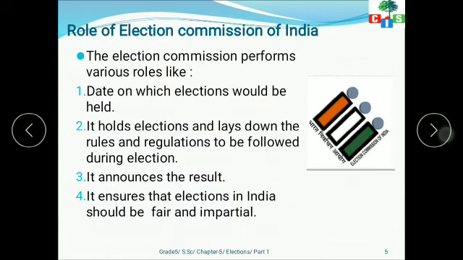Okay, now move to the next slide. What is the role of Election Commission of India? So what exactly is the role? The role is that they will first decide on which date the election would be held. Second, it holds election and lays down the rules and regulations which are to be followed during election. Third, it announces the result, that who is the winning party. So that result is also announced by Election Commission of India. Fourth, it ensures that elections in India are fair and impartial. It is very important that the election should be fair and impartial, so they will ensure all these things. So this is all about the role of Election Commission of India.